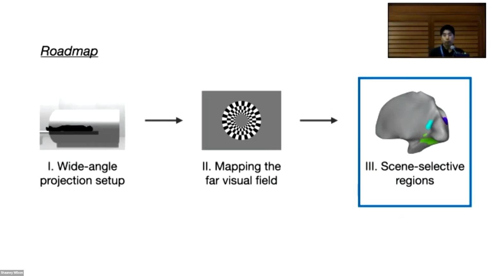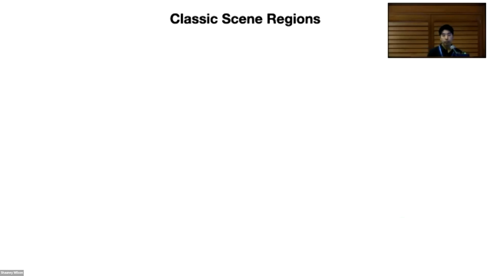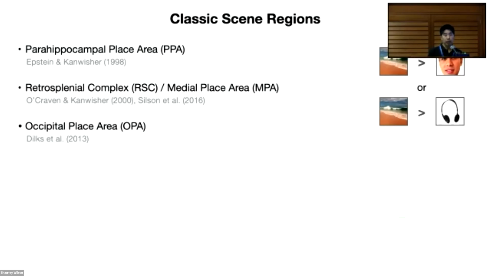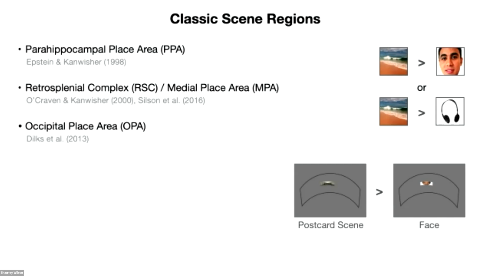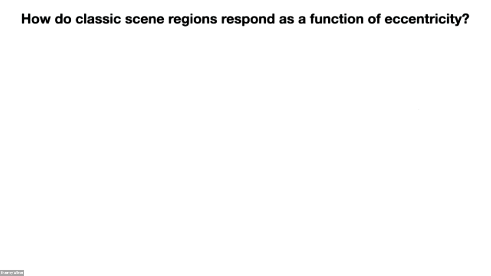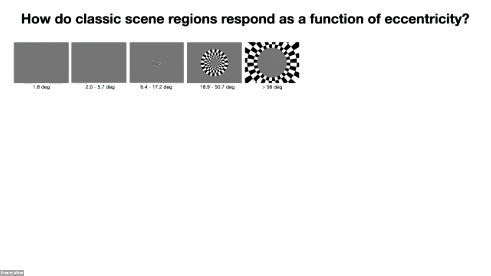Okay, now let's move on to the classic scene regions. As you know, there are 3 classic scene regions, which are usually defined by a scene minus face or scene minus object contrast. So in our full field setting, we follow this convention by contrasting the small size postcard scenes with the size-matched faces. Using this contrast, we were able to successfully localize these regions. And then we asked how these regions respond as a function of eccentricity. For this, we use the same stimuli that I showed before.